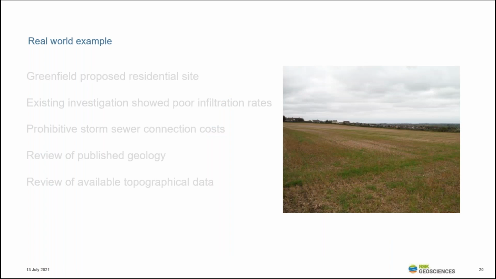So let's work through a real world example now, as opposed to these sites that I made up previously. This is another greenfield site which is proposed for residential development. There was an existing investigation undertaken by others, and this showed essentially poor infiltration rates; a perfectly adequate investigation, and in return poor results for the infiltration. The lack of immediate infiltration-based drainage and the lack of an outfall meant that the sewer connection costs for the client were extremely high, bordering on prohibitive.